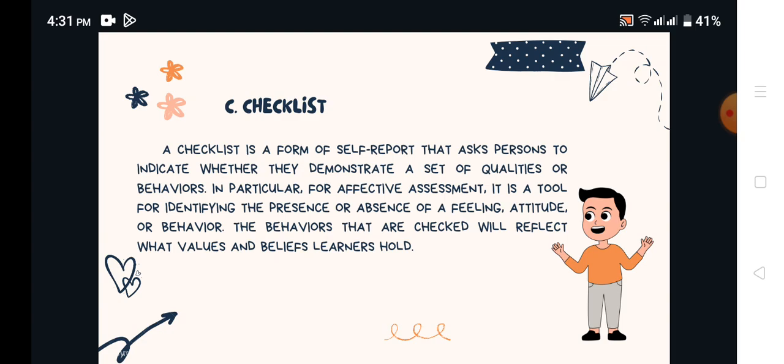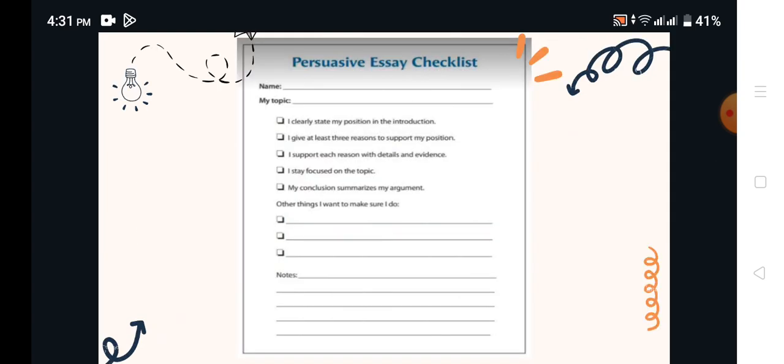So third one is checklist. Still, checklist is under the self-report questionnaires and is to identify the presence or absence of a feeling, attitude, or behavior. And at the end of the assessment, the checked behaviors will reflect what values and beliefs learners hold, and the unchecked behaviors are what the learners do not hold. So this is an example of a checklist.